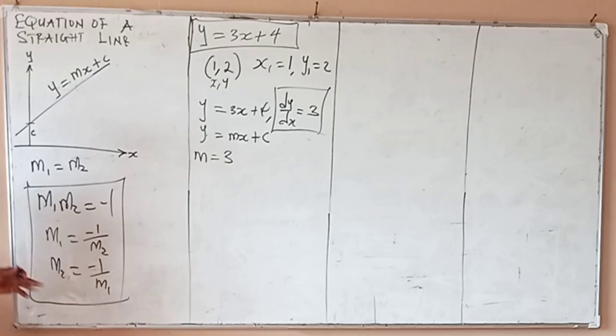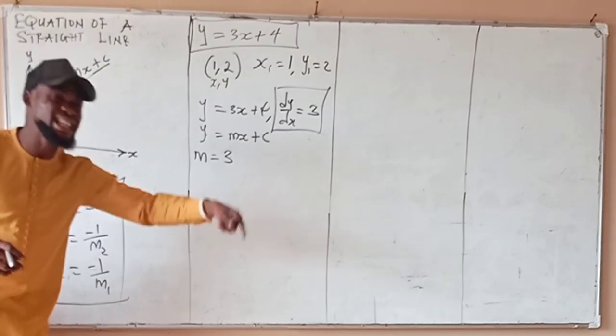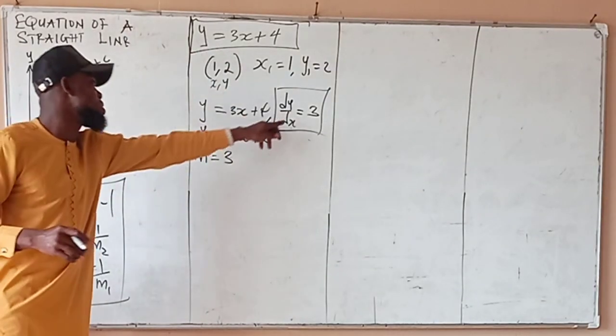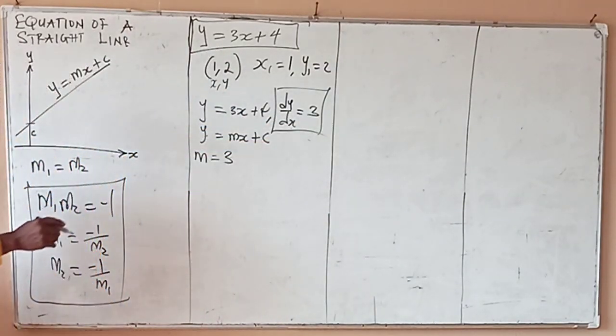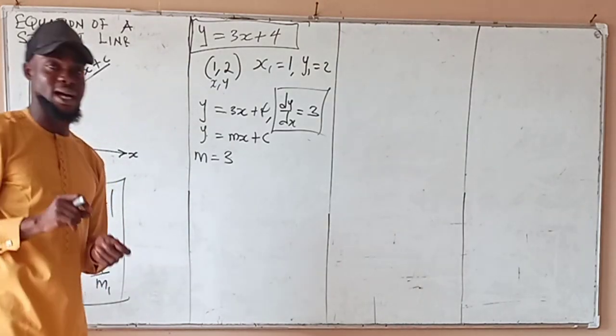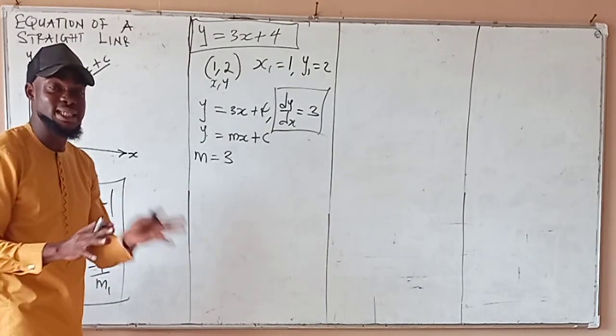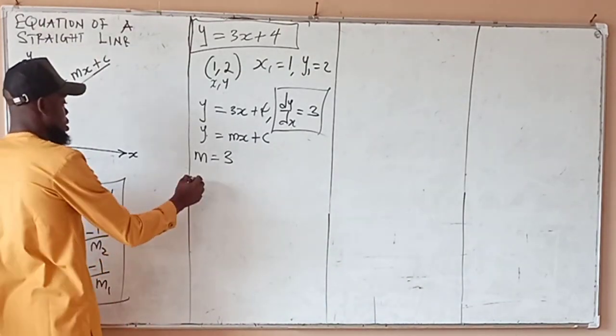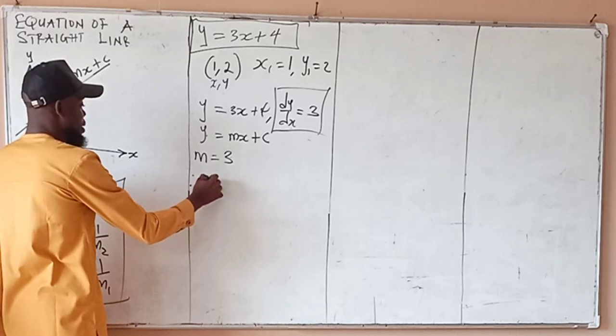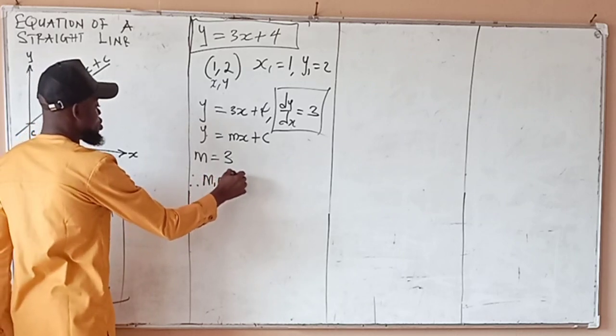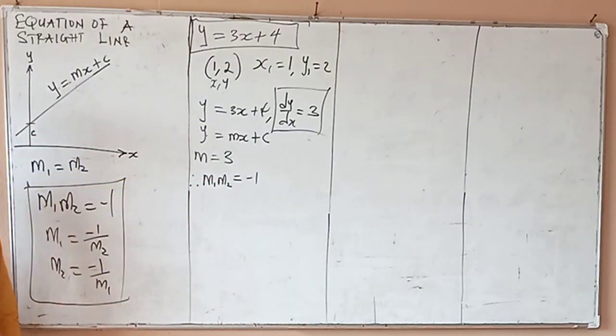Now, is that the gradient we are going to use? No. The line we are talking about is perpendicular to this one, whose gradient is 3. So for two perpendicular lines, their gradients are related as follows: m1 times m2 is equal to minus 1.